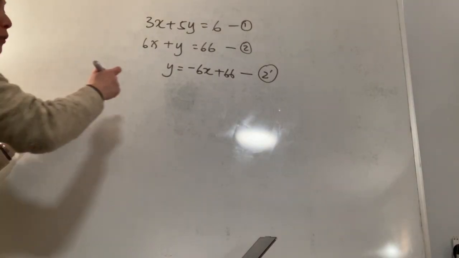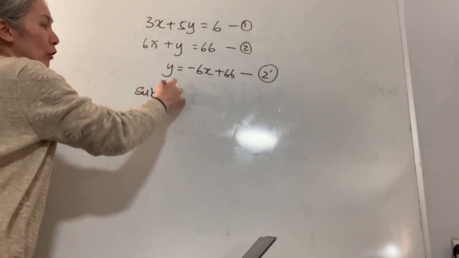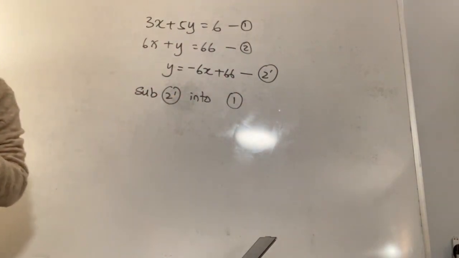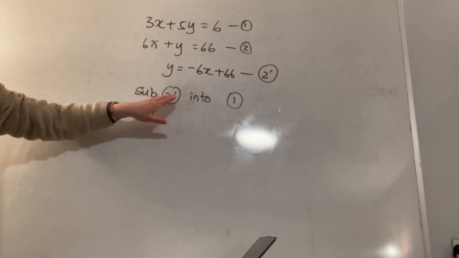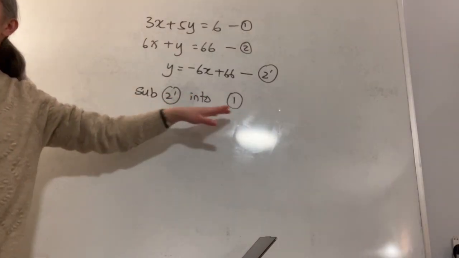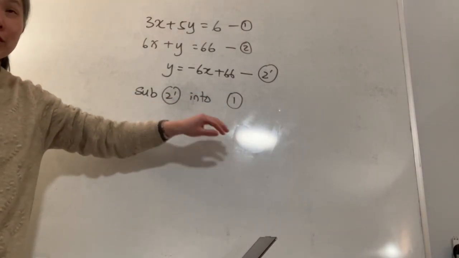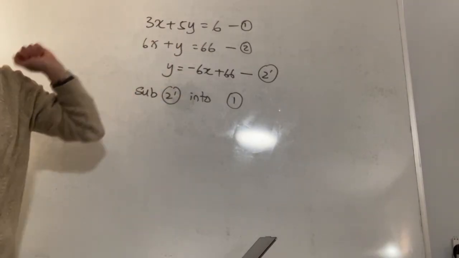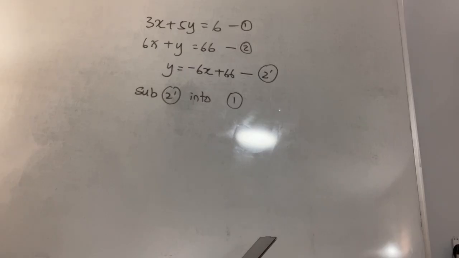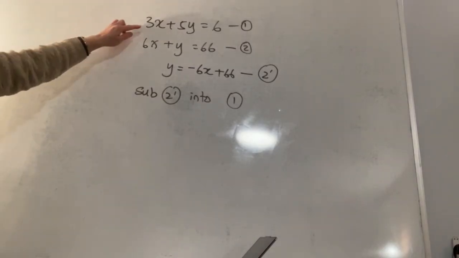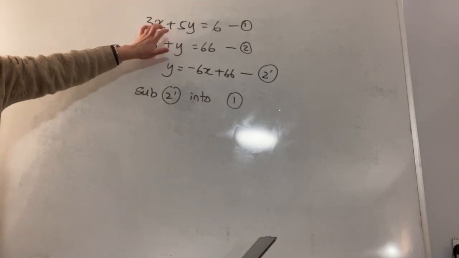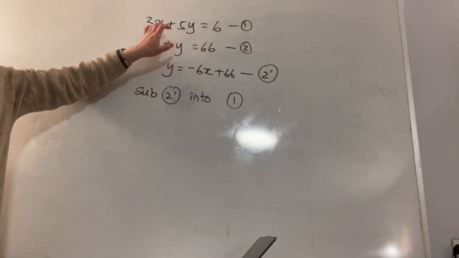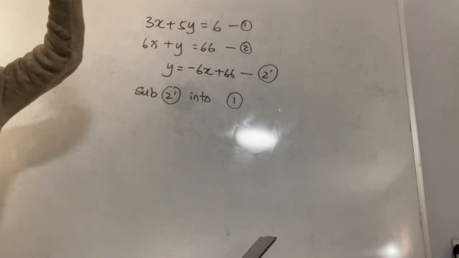Now, this time you are going to sub 2 dash into 1. One thing not to do, never sub 2 dash into 2, because they are the same equation. You sub into the other number. That's why, since we come from this equation, I call it 2 dash. I don't call it 3 either. What about 1 into 2 dash? If you sub 1 into 2 dash, that means you need to make x equal to or y equal to, which is going to give you fractions either way. So I try not to.